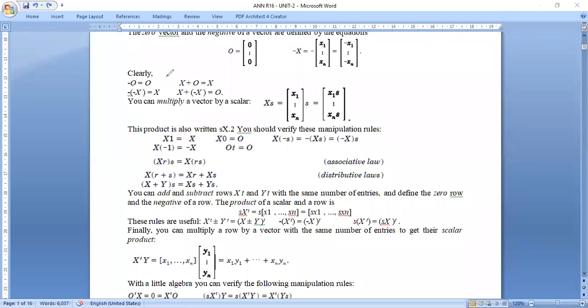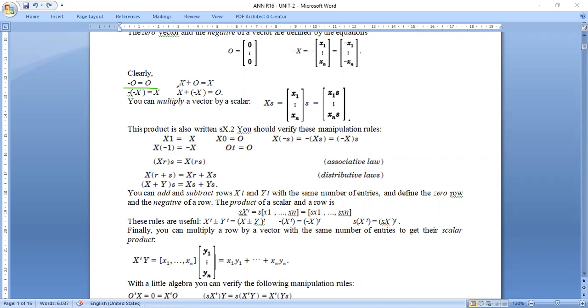Next, if you have some more laws, observe the first law: minus 0 equals 0, the resultant vector is just 0, which means the zero vector. The negative of a zero vector is equal to a zero vector. That is the first law.